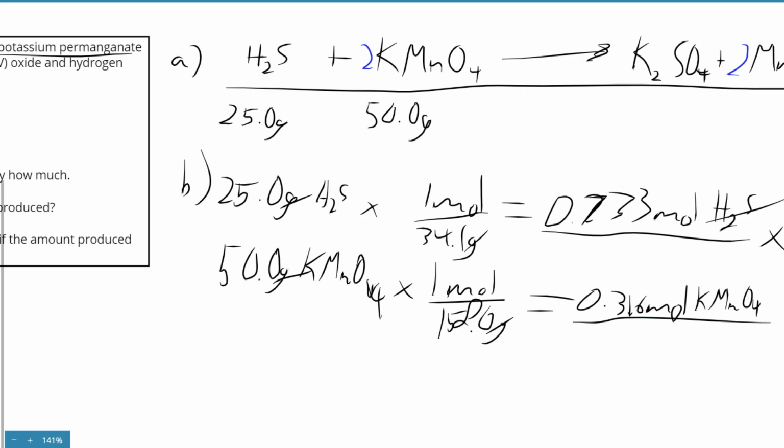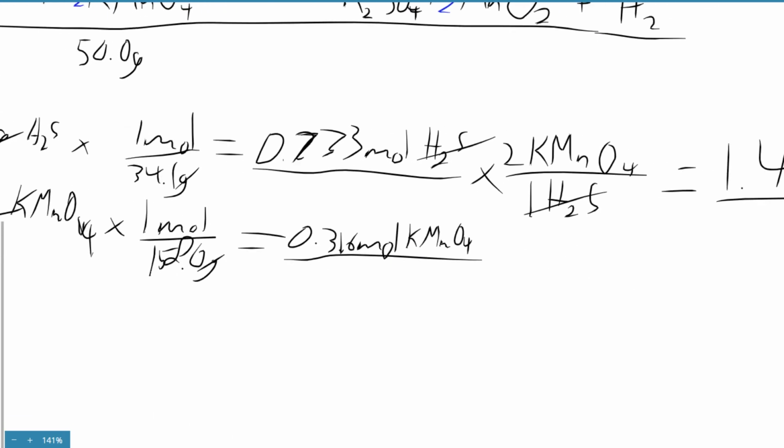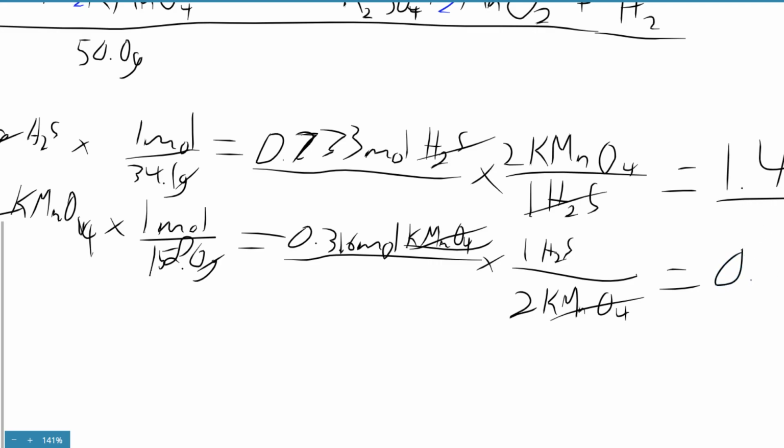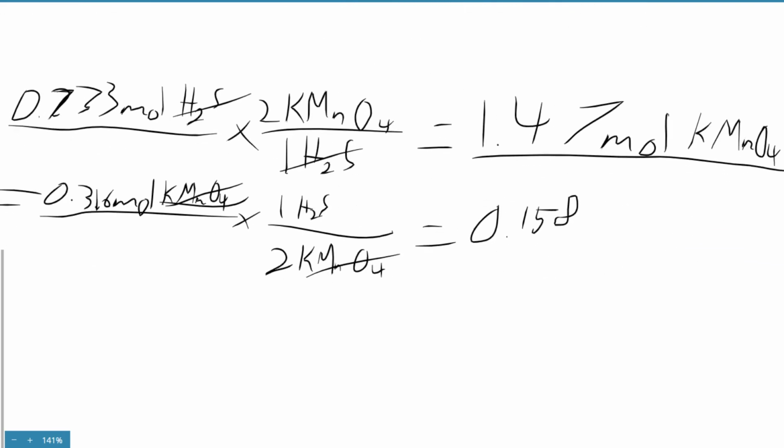This is important. Now multiply by the mole ratio. Same thing as this, except flipped over, so we can cancel out the KMnO4. H2S over 2 KMnO4. Now, all we need to do with this is divide it by 2. So take what you have in your calculator and divide by 2. So 0.158 moles of H2S.